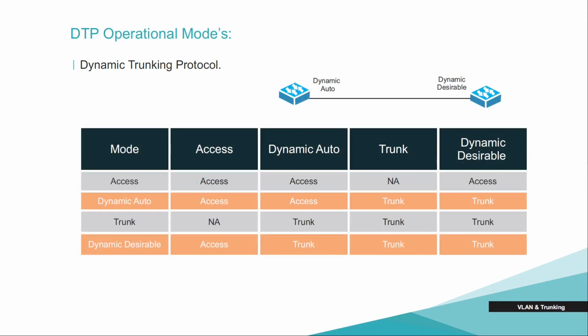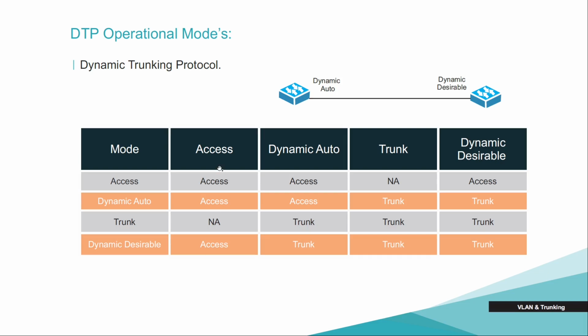So this table includes all the configurations that we can do for our ports in order to be an access port, and access port means that this interface is assigned to a VLAN, or to be a trunk port. For example, if we configure our interface as access and the other side access, the result will be access. If we configure our interface with dynamic auto and access at the other side, the result will be access. We can't configure one side with trunk and one side with access. This is not gonna work.